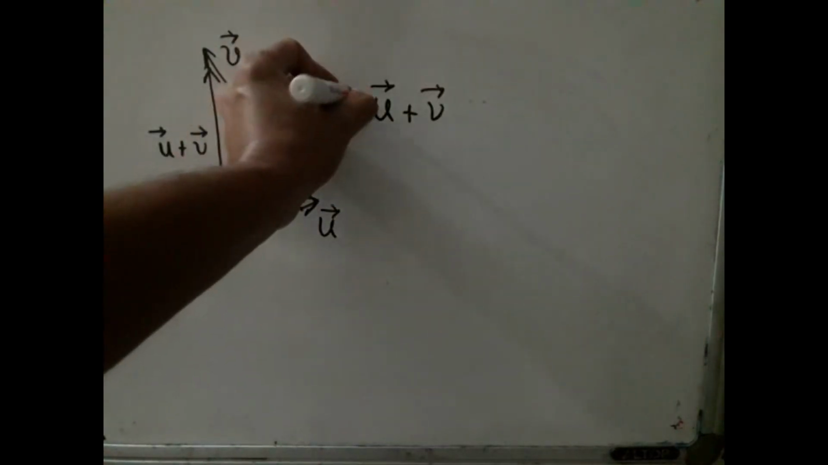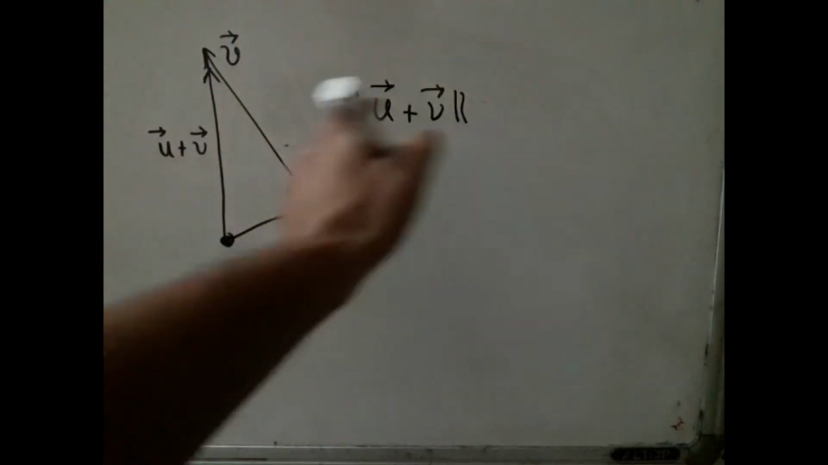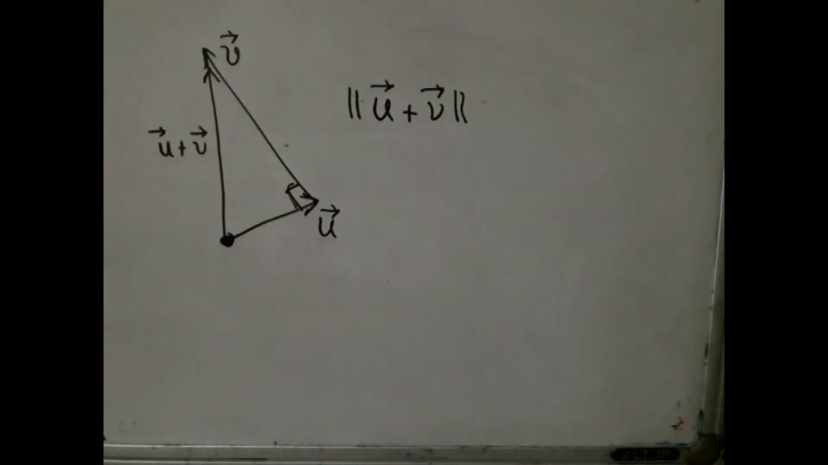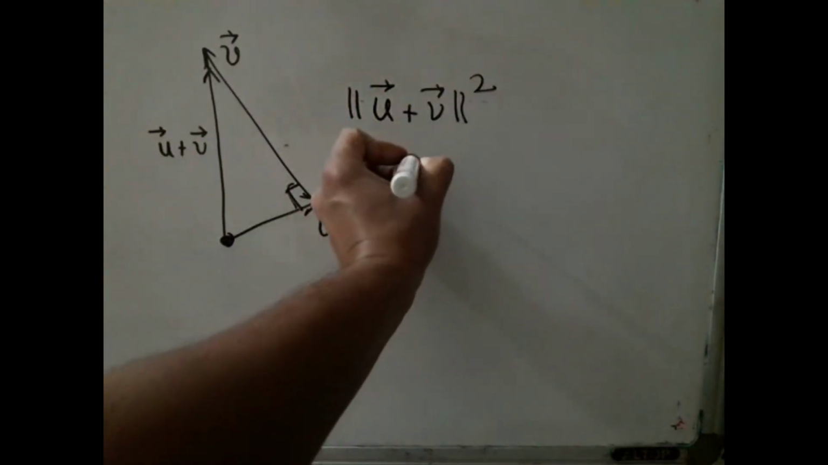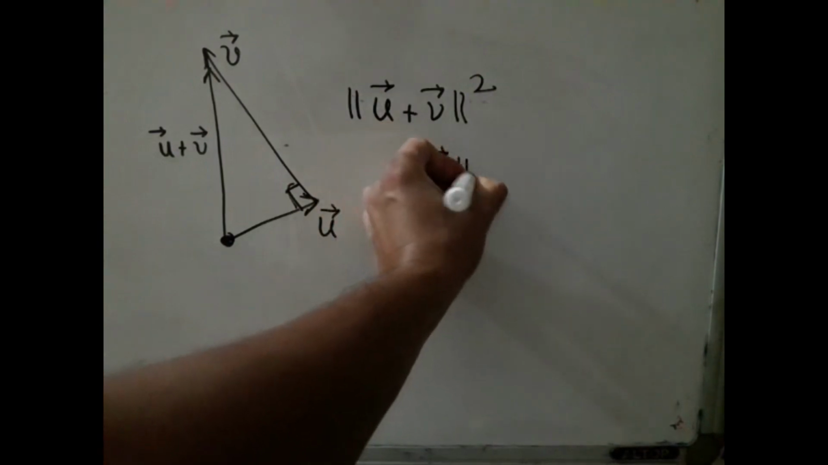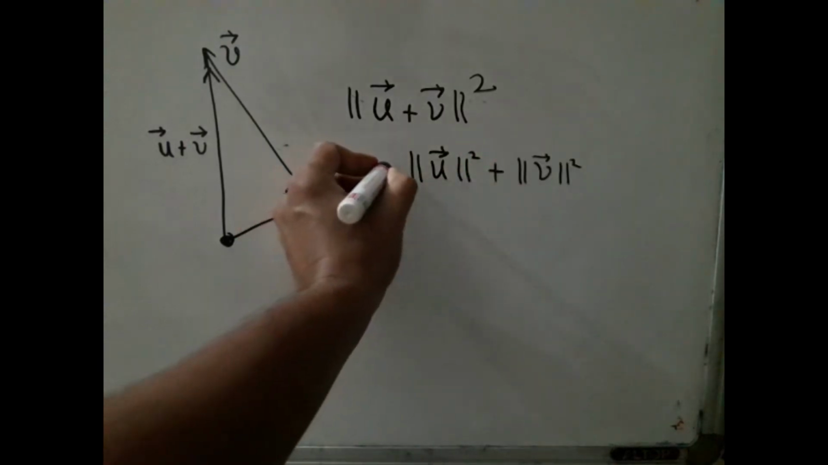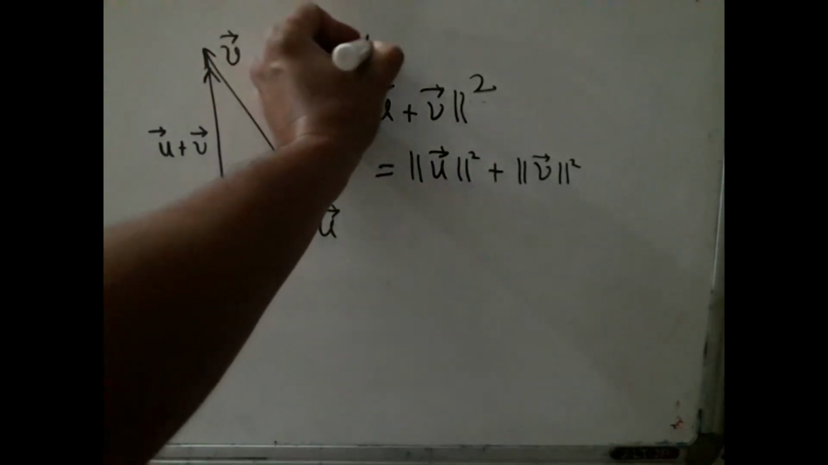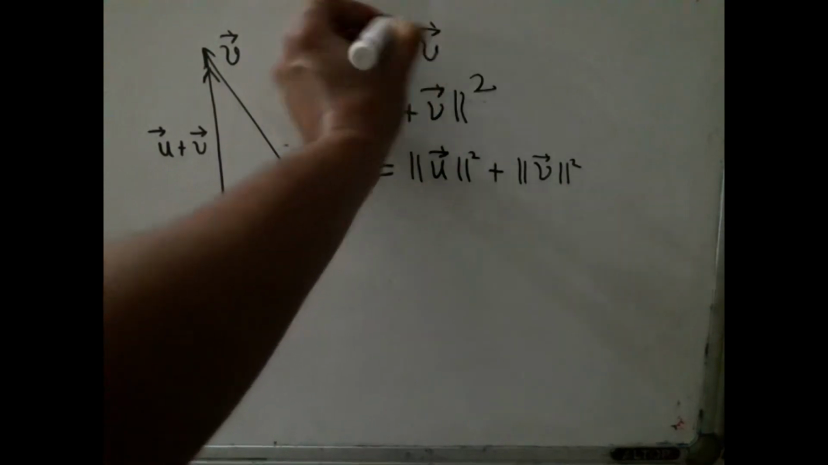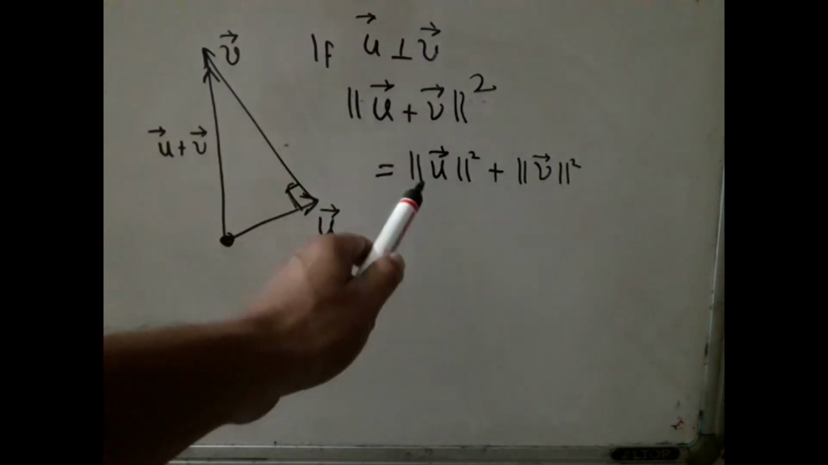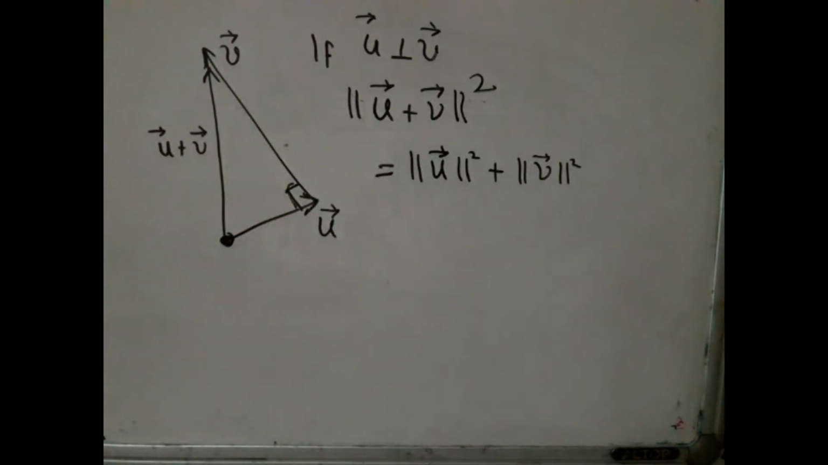Let me introduce a notation. By this I will mean the length of a vector, two vertical bars on either side. So this should be the length square of u plus v, equal to length square of u plus length square of v. So if u is perpendicular to v, then length square of this must be length square of this plus length square of this. That is the form of Pythagoras theorem in vector notation in R2 or R3.